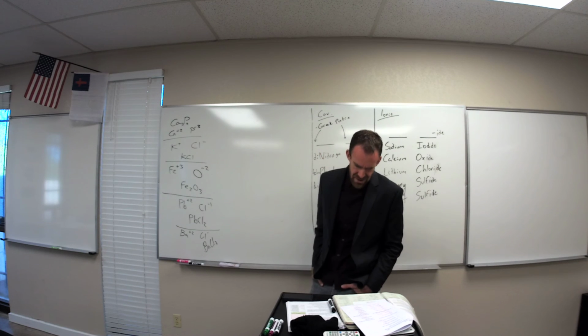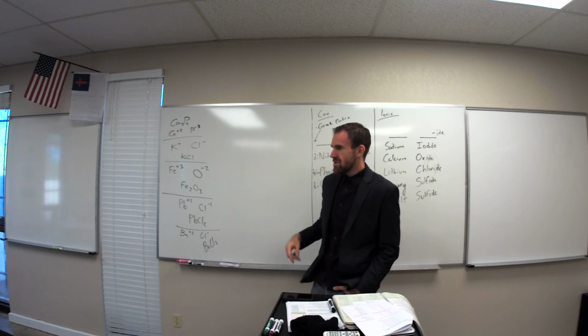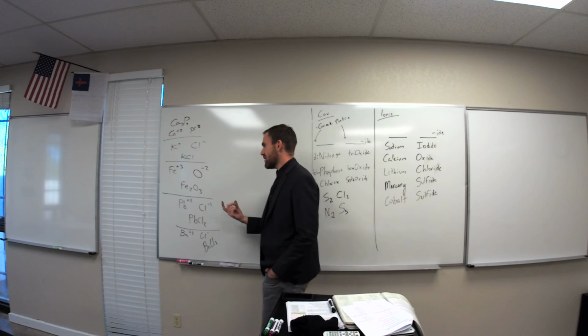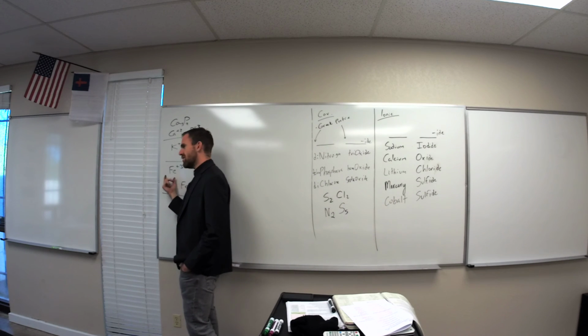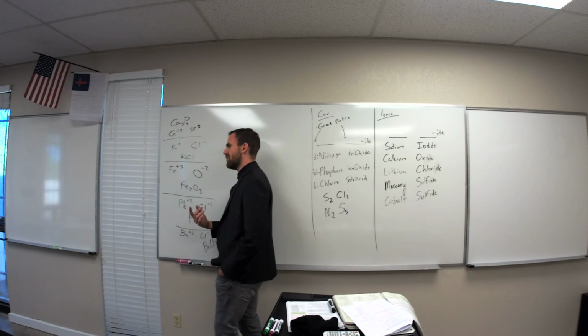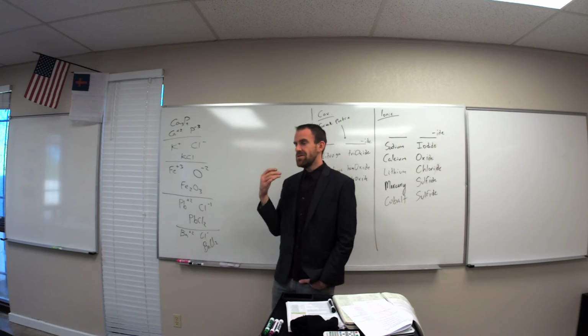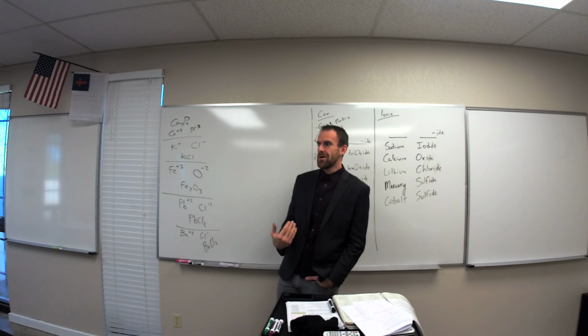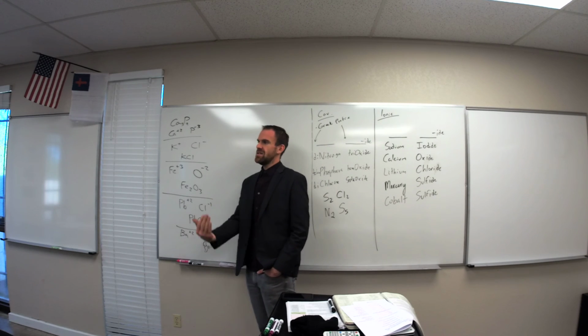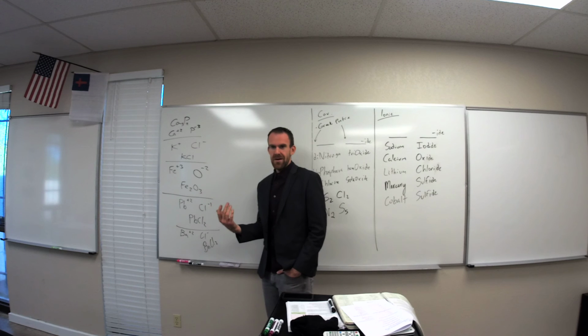Okay, so let's take iron 3 oxide. For iron, you have to find the symbol. If you don't know it, you look through your periodic table and find iron, it's Fe. When they give you the number, that gives you the charge. If they give you no number, you are expected to know the charge. So how do we find the charge?